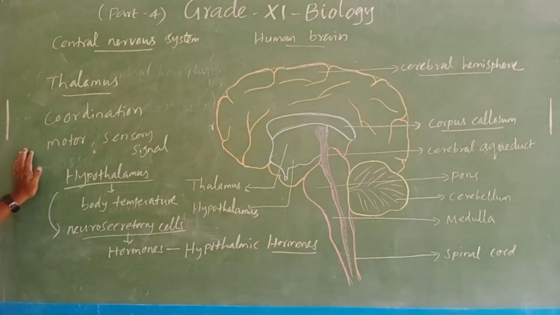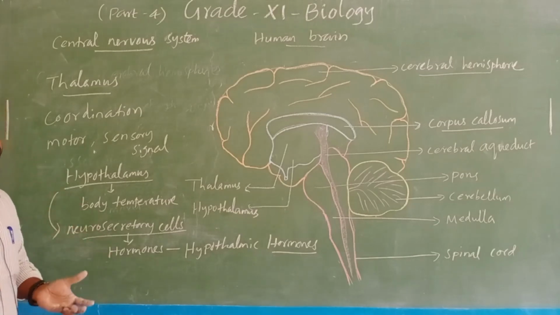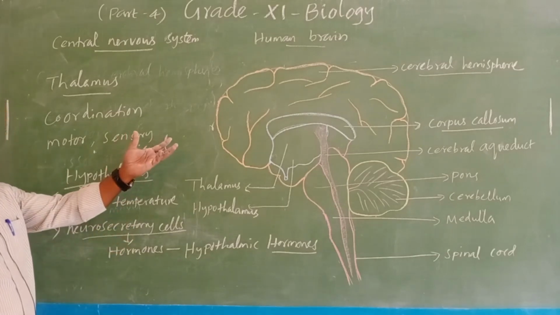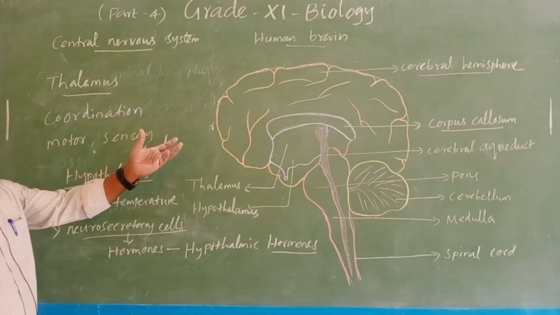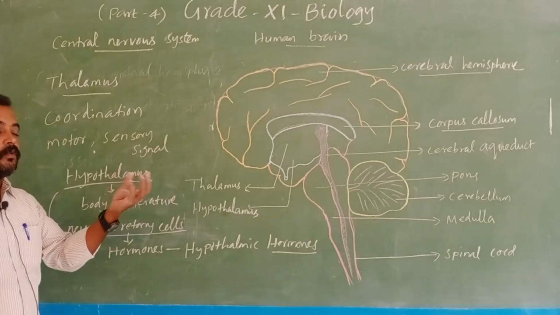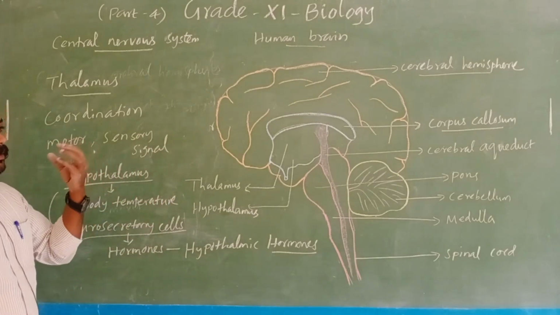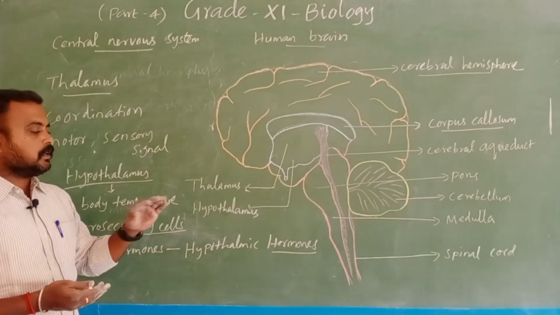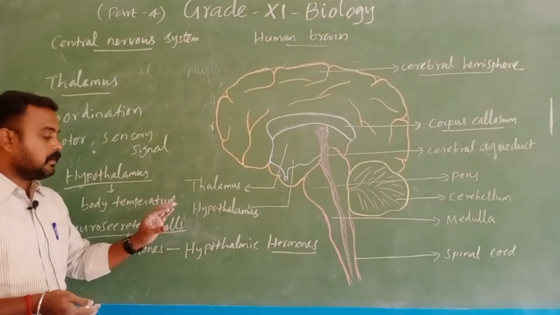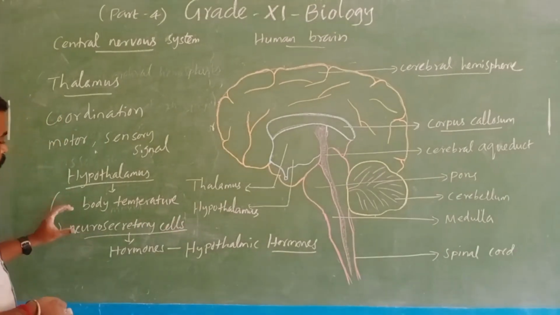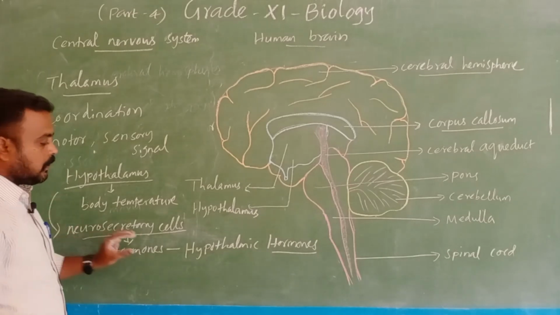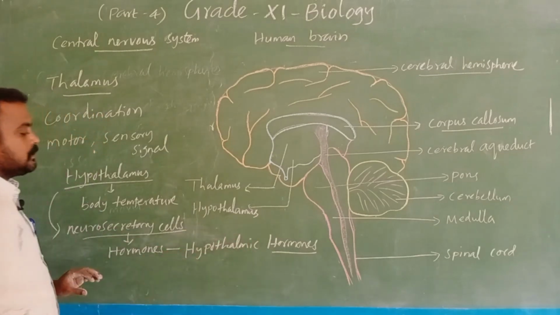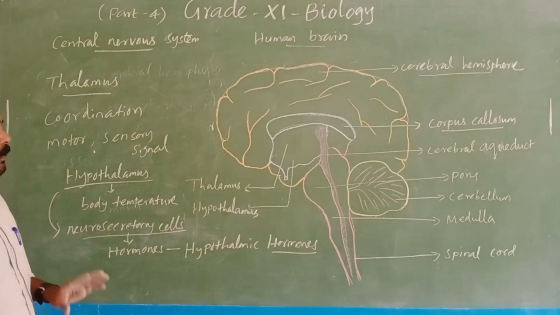Hormones mean chemicals which coordinate our body. It is chemical coordination. But in the brain we have neurons, which do the neural electrical coordination. Our body is coordinated by electrical coordination and chemical coordination. The chemical coordination is given by hormones. The neurosecretory cells secrete the hormones, and because they are from the hypothalamus, they are called hypothalamic hormones.